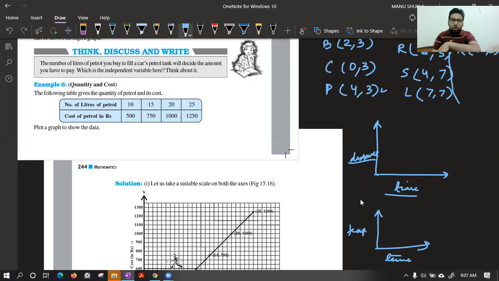At 10 o'clock the temperature is this much, you have made the point. So this way also you can go. Here also time is independent and temperature is dependent on time.